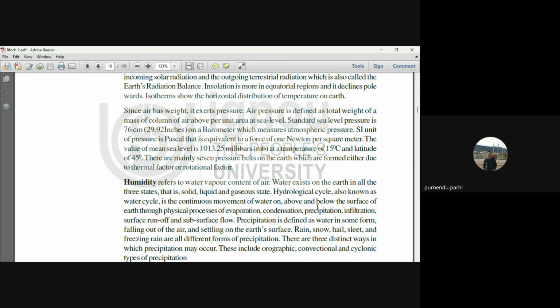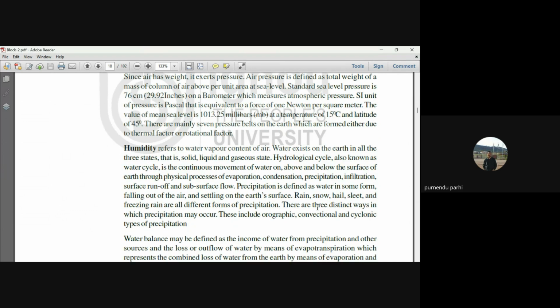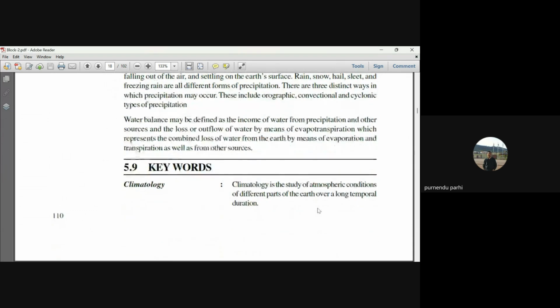SI unit of pressure is Pascal, which is equivalent to the force of 1 Newton per square meter. The value of mean sea level pressure is 1013.25 millibar at temperature of 15 degree centigrade and latitude of 45 degree. There are mainly seven pressure belts on the earth which are formed either due to thermal factor or rotational factor. Then we discussed here the humidity, the precipitation, then the water balance.